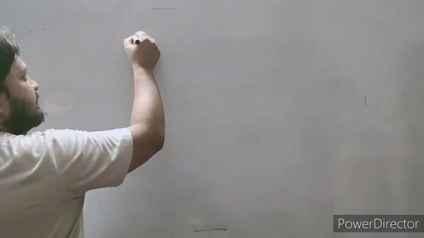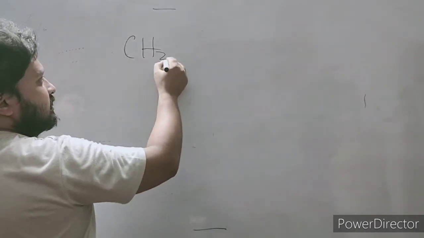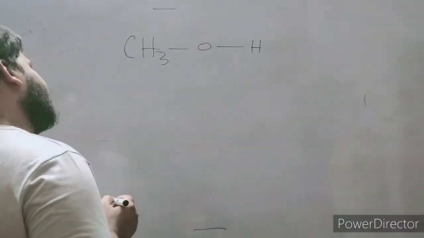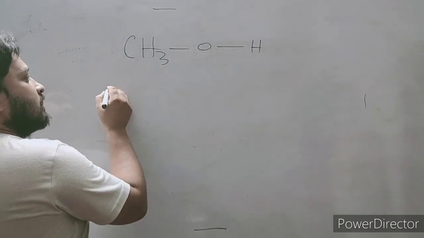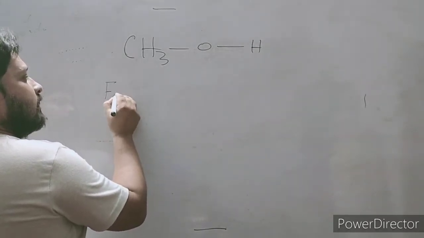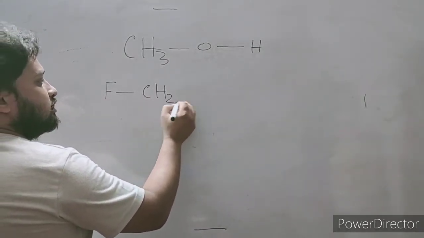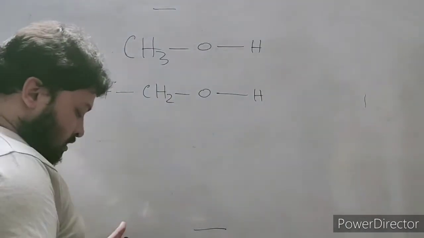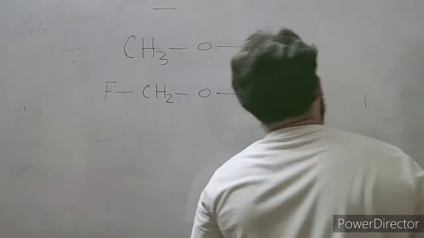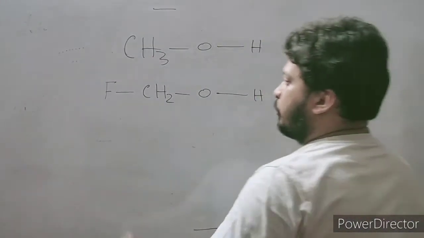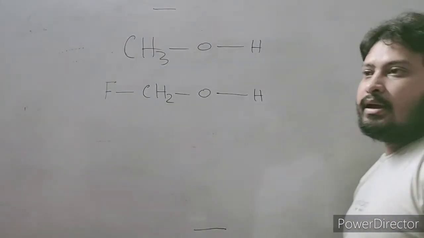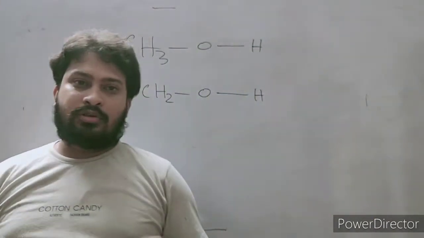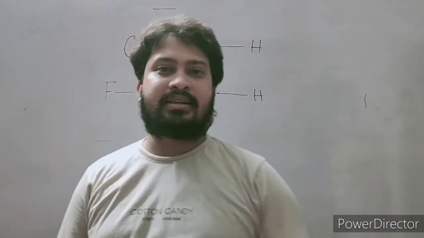Now take another example. If you have CH3OH, and the second one is F-CH2-OH. Tell me which is more acidic. Acidic means which has the ability to donate H plus ion.